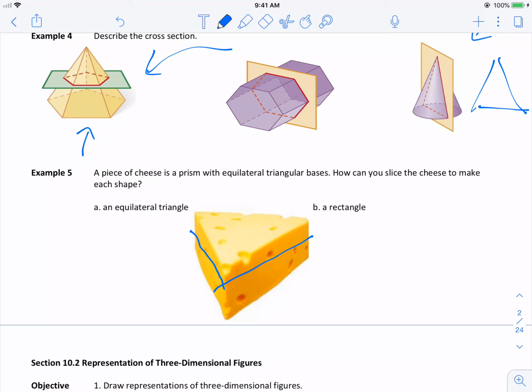If we wanted a rectangular wedge or slice of cheese, then we're going to cut down vertically along one of these edges here, and then our slice of cheese would be rectangular in shape, appropriate for a cracker or something like that.